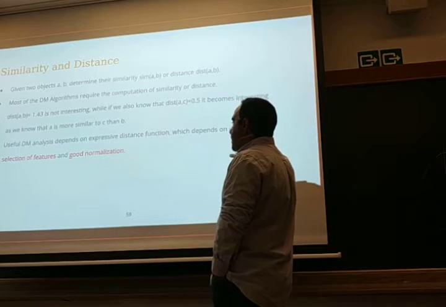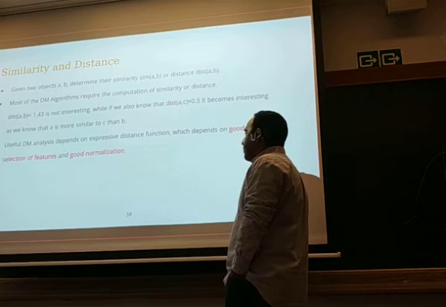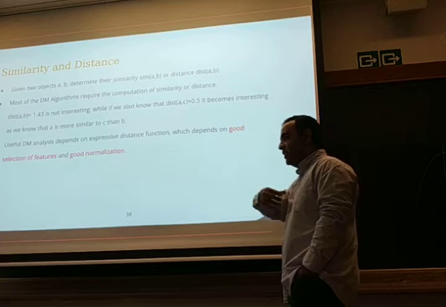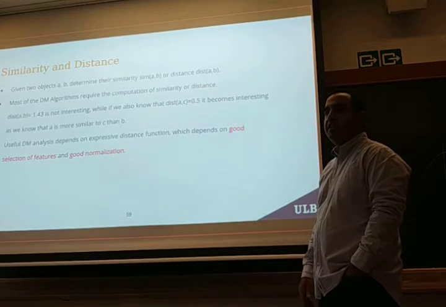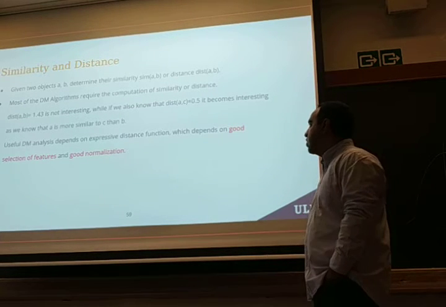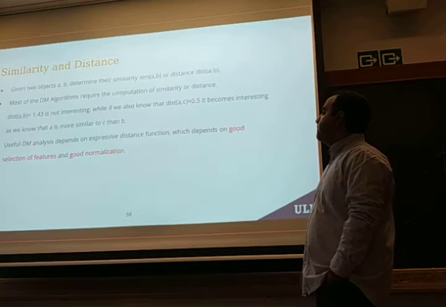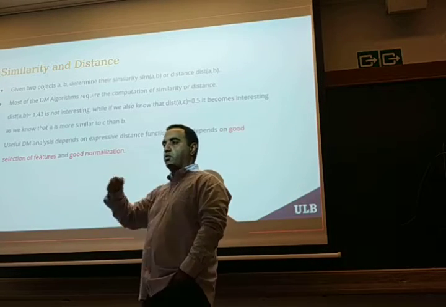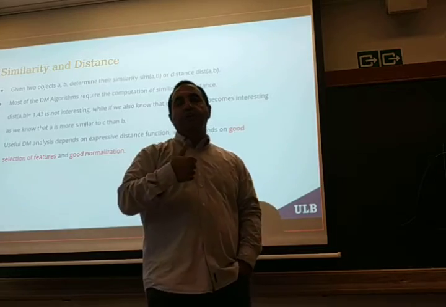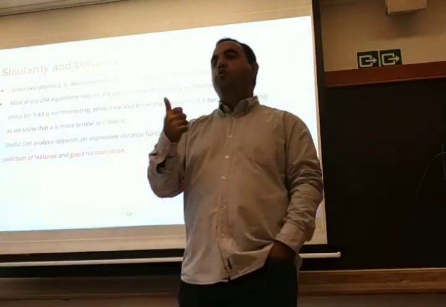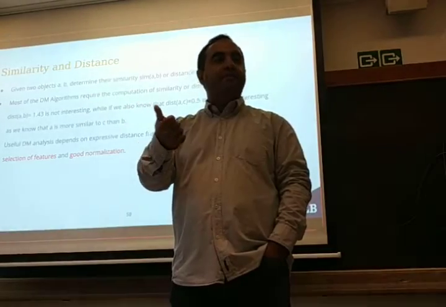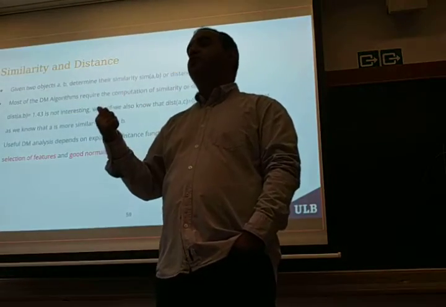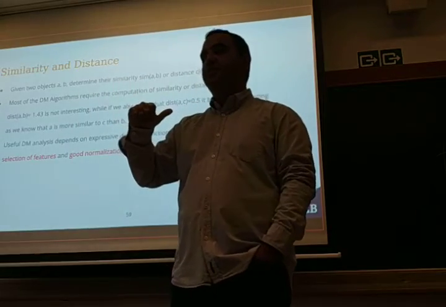So for many data mining algorithms, we will need expressive distance functions that will indeed reflect the similarity and the differences between the objects. And this will depend on good selection of features and good normalization. We spoke about features. If I want to do image similarity, then the similarity will depend a lot on what kind of features we extract from the image.